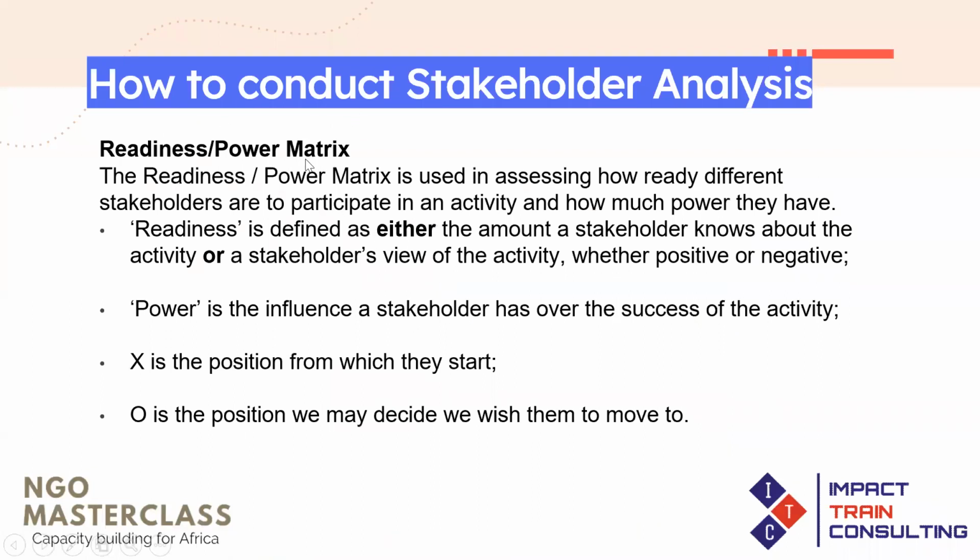So another matrix that we need to look at is called the readiness and power matrix. The readiness and power matrix is used in assessing how ready different stakeholders are to participate in your project and how much power they have. Now, readiness is defined as the amount a stakeholder knows about the activity, how much information the stakeholder has, as well as their view of the project, whether it is positive or negative. While power is defined as the influence the stakeholder has over the success of your project.